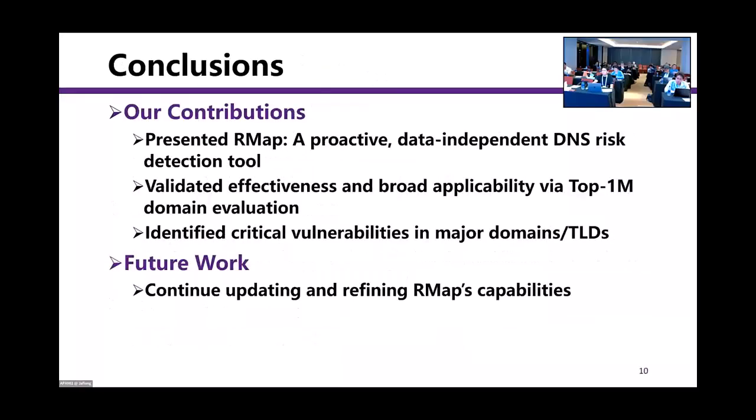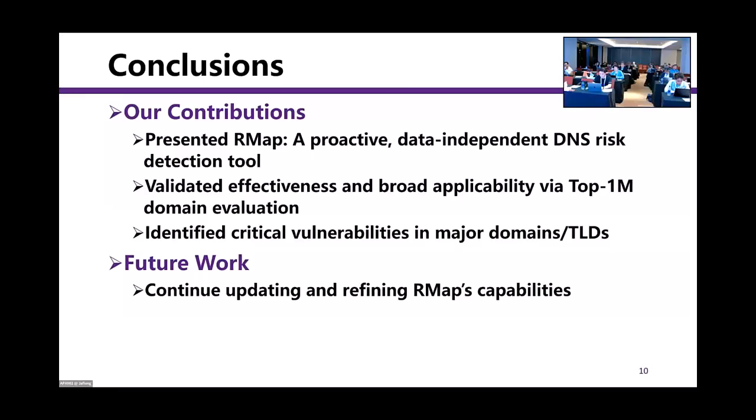Now let's summarize our key contributions and future plans. First, we develop RMAP, a deployable DNS risk detection tool that operates independently of other data sources. Second, we validate its effectiveness and practical application through testing on the top 1 million domains. Third, we identify critical vulnerabilities in major domains and TLDs, including .com and .org.